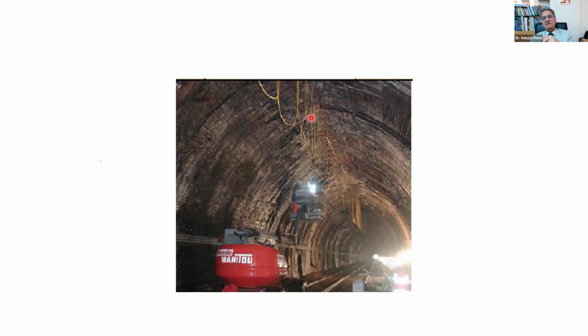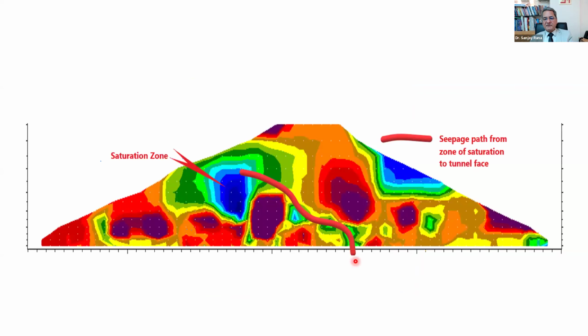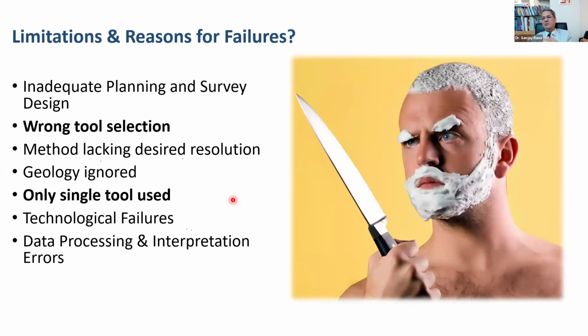So we put our electrodes on the tunnel, and seepage was coming from this point. And when ERI was done, it was seen that this is a saturation zone where water saturation had taken place and seepage was taking this path. So if you start grouting here, you will not be able to grout anything because this is a very, very highly resistive medium. This is the area which is to be treated. So that's how ERI becomes very valuable in this.